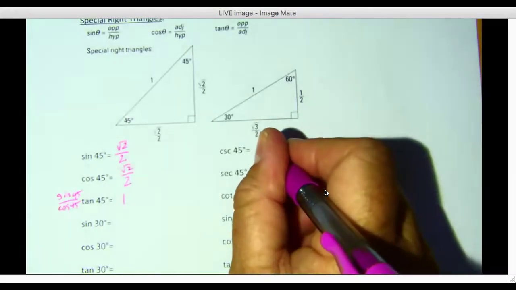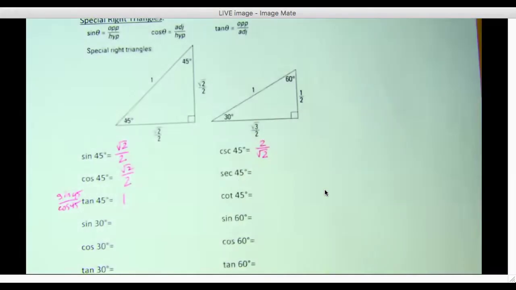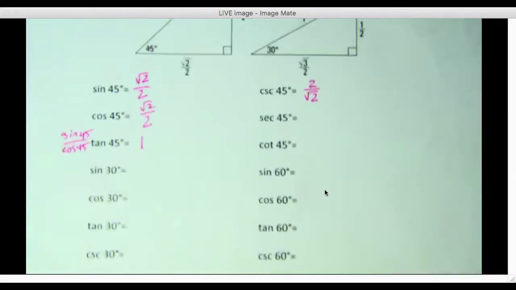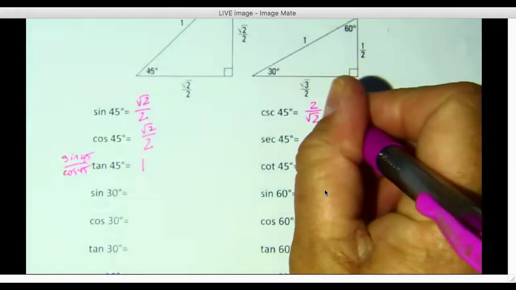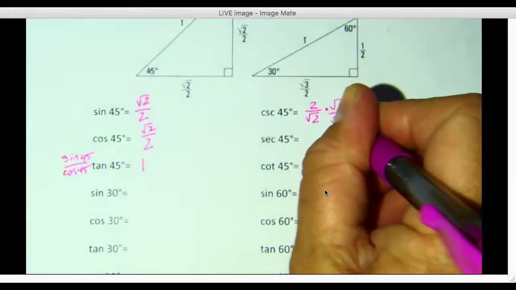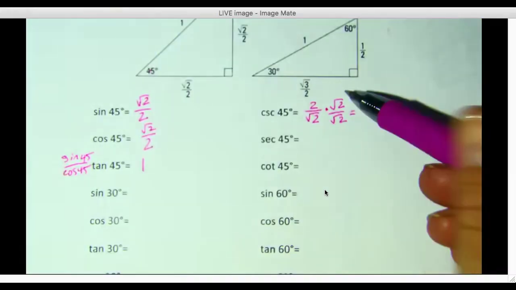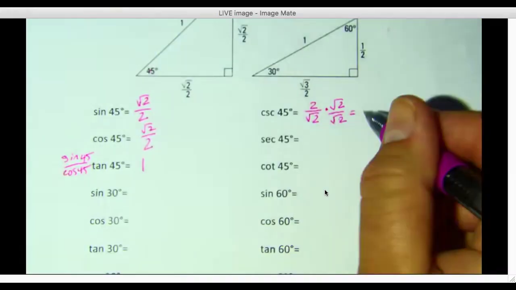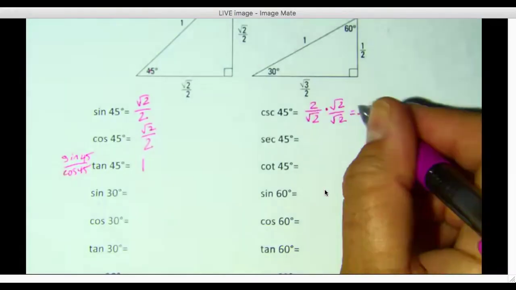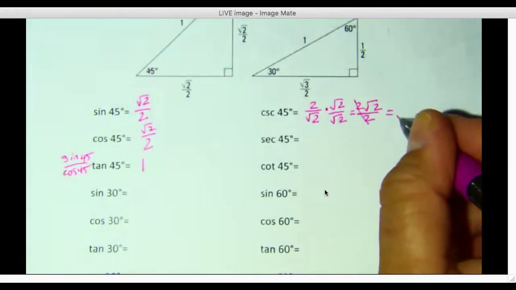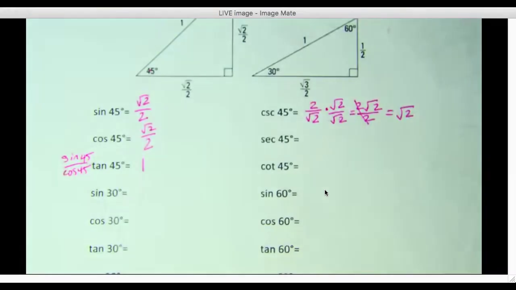So that would be 2 over root 2. We don't want to leave a square root in the denominator, so we're going to rationalize that denominator. Multiplying by root 2 over root 2, that's what rationalizing means, get the square root out of the denominator. Root 2 times root 2 is 2, and then 2 root 2. These two cancel, and we are left with root 2. So that's what cosecant of 45 is.